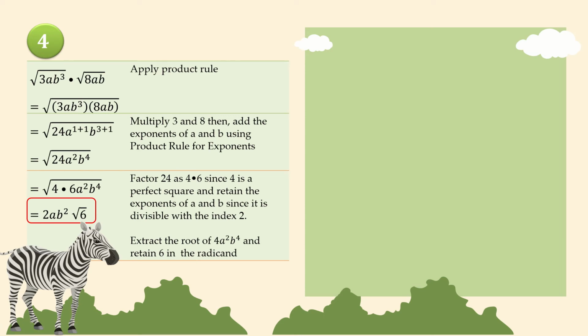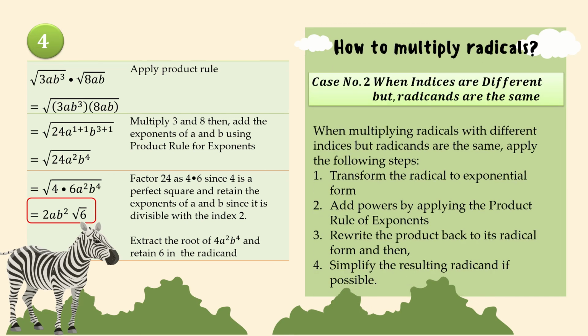When the indices are the same. Case number 2. Multiplying radicals when indices are different but radicands are the same. So what will happen? Their indices are different. Here the first index is 2, the next index is 3. But the radicands are the same. When multiplying radicals with different indices but radicands are the same, we apply the following steps.